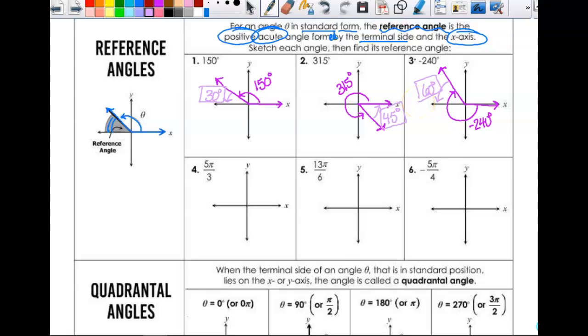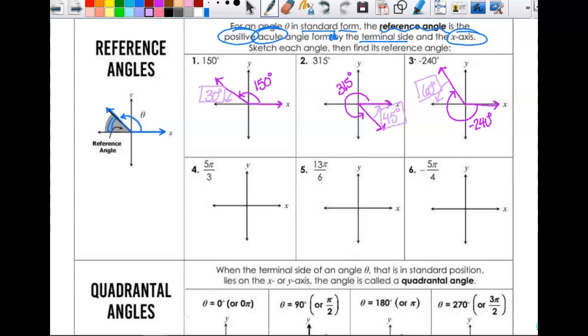What questions do you have? Anything? Always the shortest way back to the x-axis. Even if I was down here and I had to go this way, it doesn't mean that it's negative because the reference angles aren't in standard position.